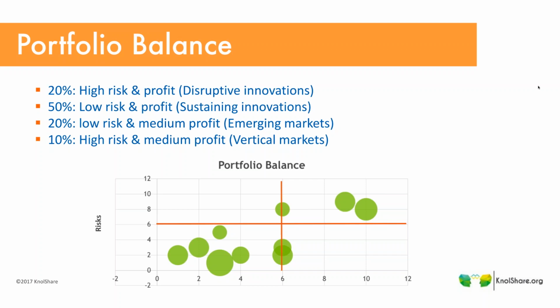The other thing is that we have to sustain the business, keep the lights on. And so we said, let's put 50% there. So it's low risk and profit, because we know our margin is always going to be 1%.